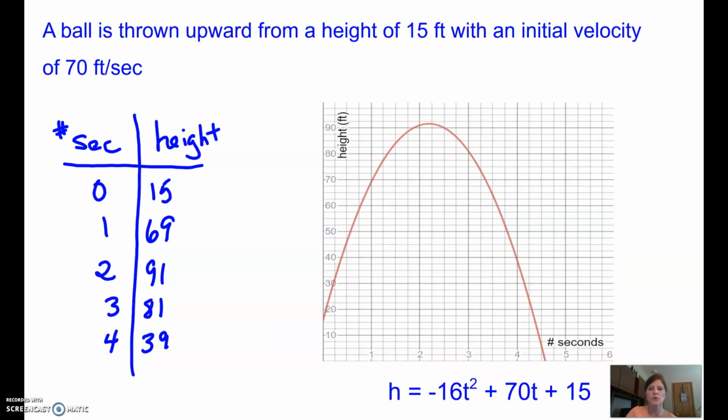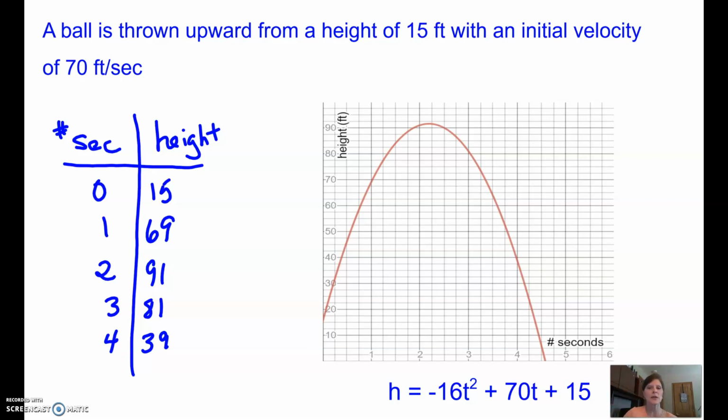A ball is thrown upward from a height of 15 feet with an initial velocity of 70 feet per second. Well, with some fancy equipment, we could actually calculate the height of this ball at various times. And that's what I have in my chart here. So initial time 0, where I start, I'm at 15 feet. After 1 second, it's up to 69 feet. Then at 2 seconds, it's at 91 feet. But by 3 seconds, we're back down to 81. And at 4 seconds, we're all the way down to 39 feet. So it initially increases, it hits a high point called a maximum, and then decreases.